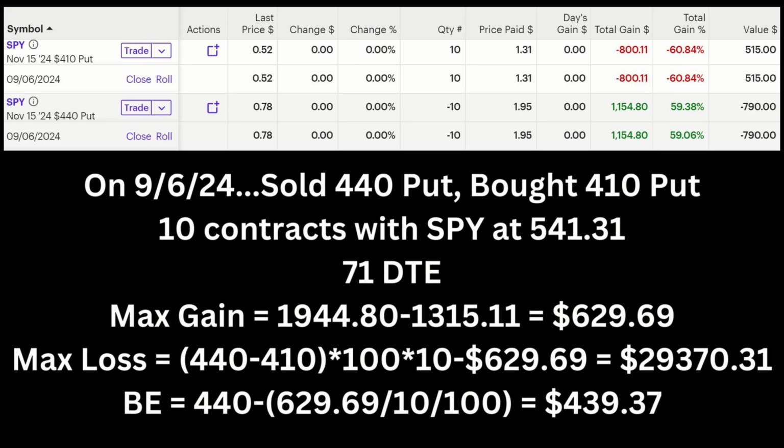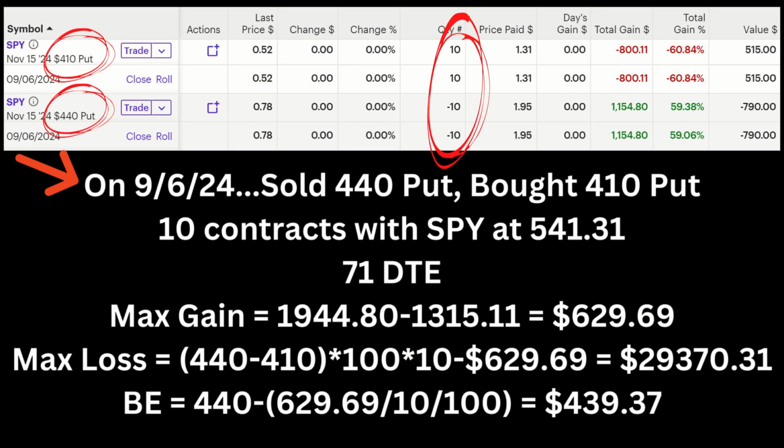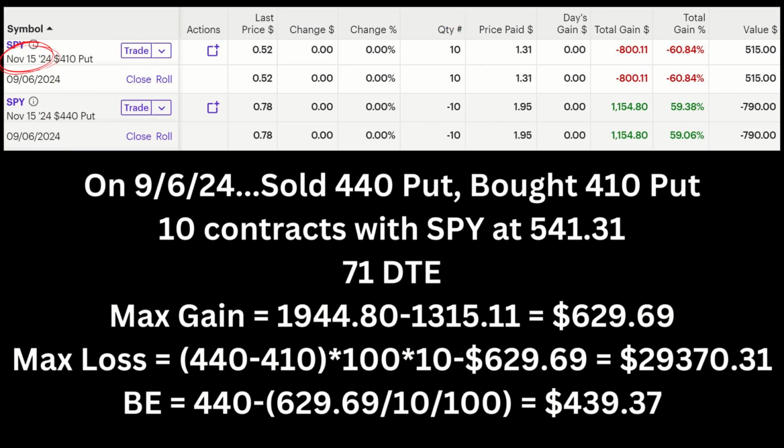And here's a recent example of that exact type of trade. We're back on 9/6 of 2024. I sold a 440 put and I bought a 410 put. I did 10 contracts and I sold the November 15th expiration. And at that point, SPY was trading at 541.31. Of course, since then, we've had a nice rally in SPY in the market in general, so we're up quite a bit. But when I originally did this, it was 71 days till expiration.